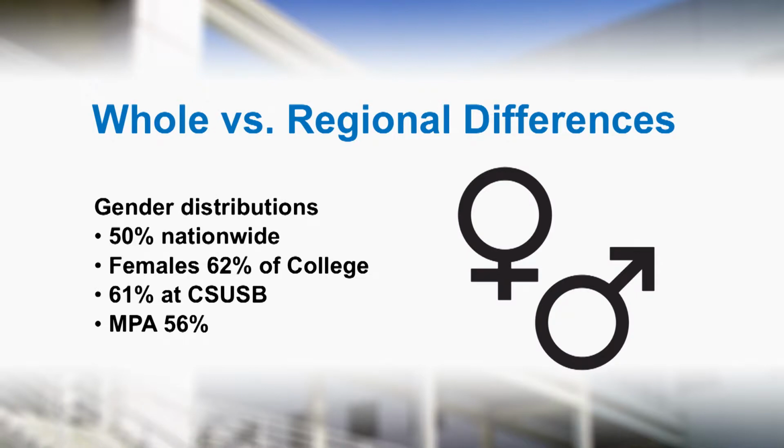One thing we do know is that the gender distribution is just about equal everywhere because that's the way humanity tends to work. Except at colleges and universities, where females, interestingly, are across the United States 60 to 70% of the student population. CSUSB follows that. They're about 61%. The MPA program is similar. The females are about 56%. More and more women make up the majority of those going to college. How much impact has that made?